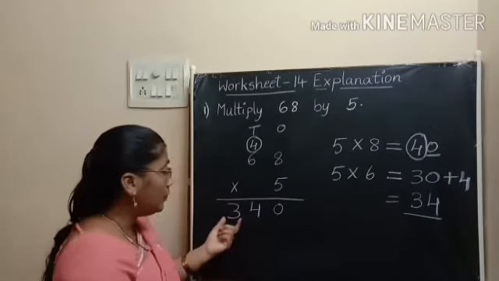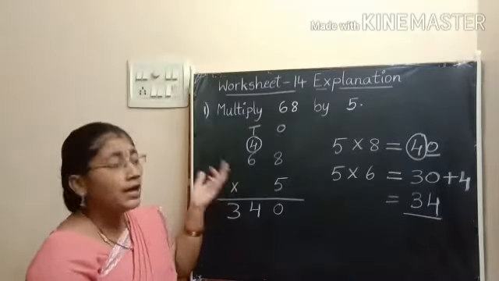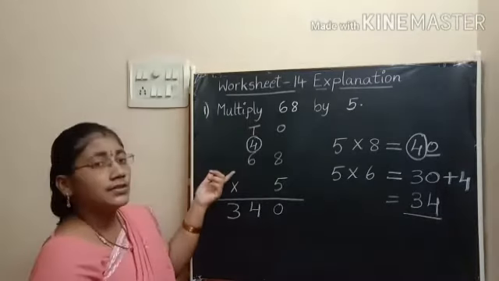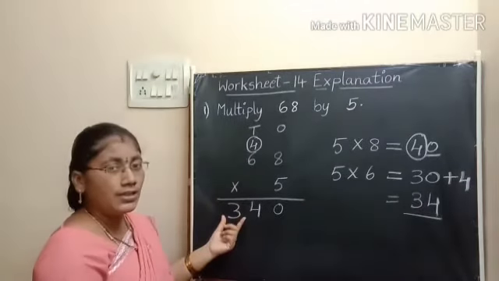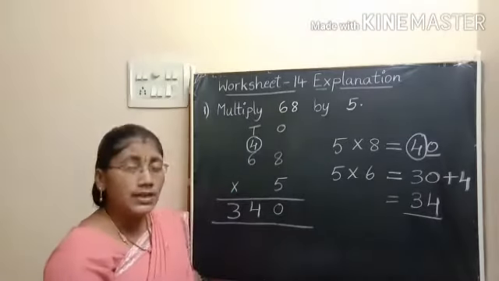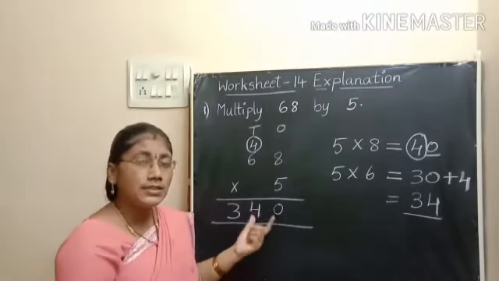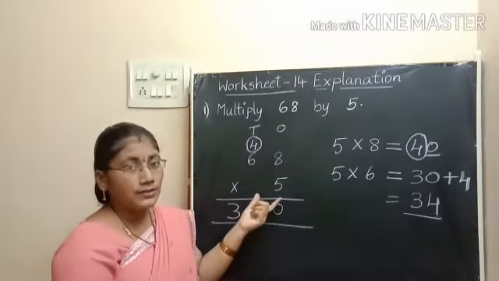Actually, we have to pass 3 as a carry to the next place. But we don't have any digit in the next place. That's why we are writing 3 also here. Understood children? Then 340 is the final result. This is called the product of 68 and 5.